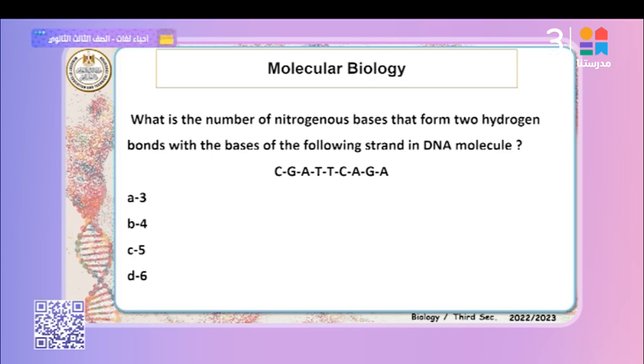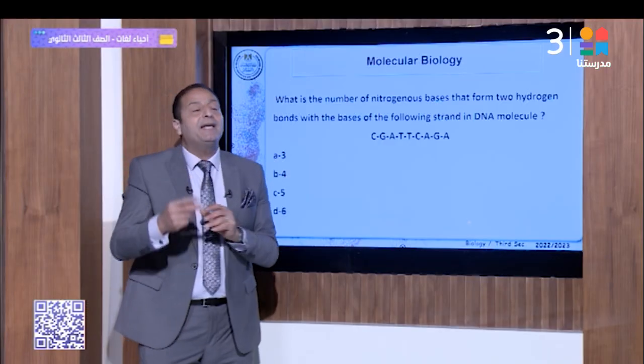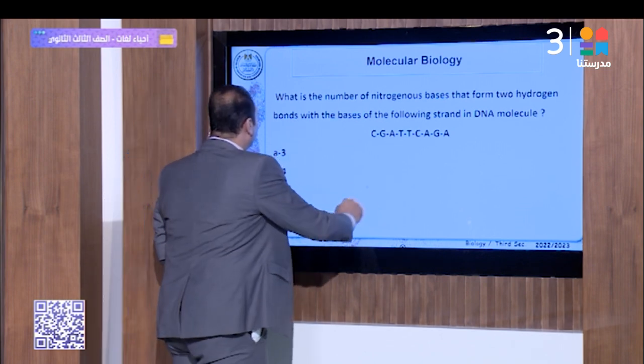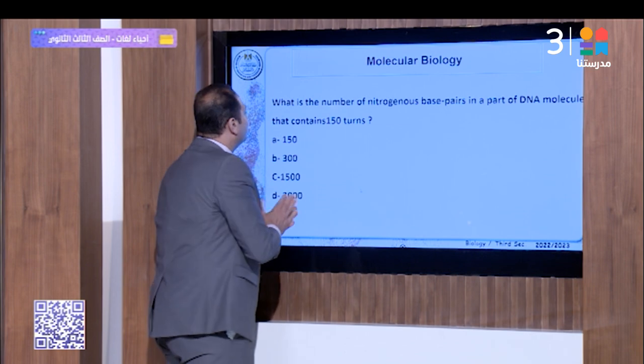Why 5? Adenine, thymine, adenine. The number of adenine and thymine in this strand is 5. Why? Because adenine connects with thymine by 2 hydrogen bonds, and guanine with cytosine by 3 hydrogen bonds. The number of nitrogenous bases forming 2 hydrogen bonds is 5, the best answer. That's right. Okay. Another question.